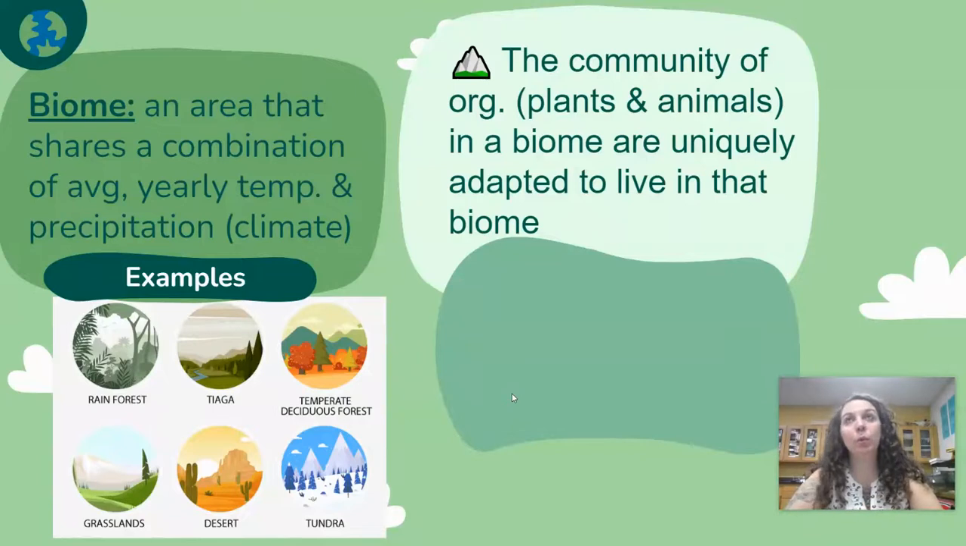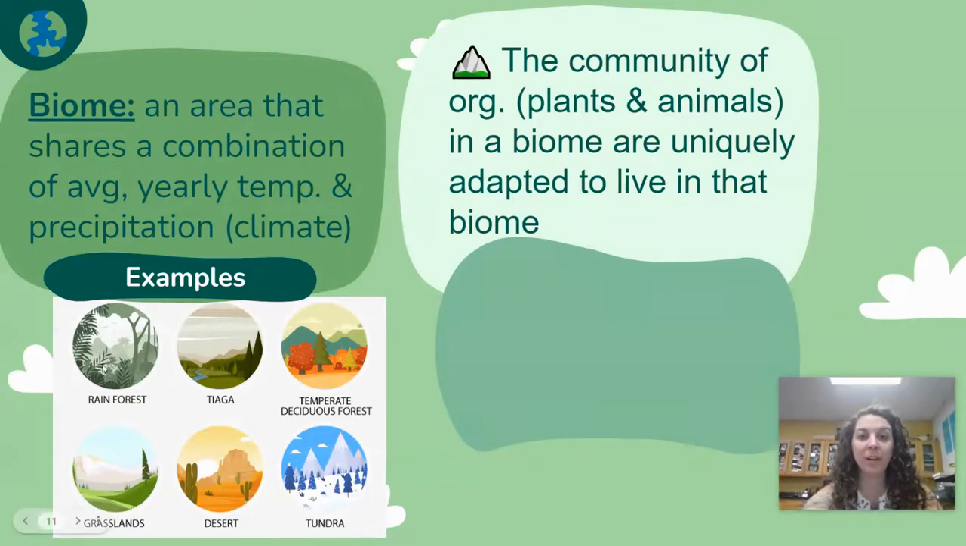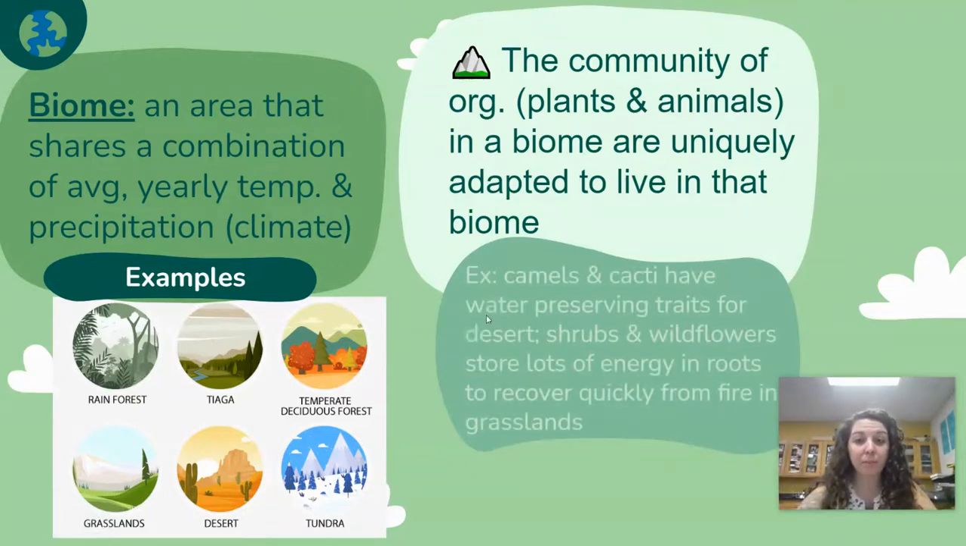And whatever animals or plants that end up in each of these biomes are there because they have unique adaptations that let them survive there. If we took something that's used to living in a rainforest and put it in the desert, it probably wouldn't survive. So some examples here, camels, they store fat in their humps for whenever there's a food shortage in a desert. So they're able to have that energy that they need to survive. Cactus, they have water preserving traits like waxy leaves that help to prevent water loss.